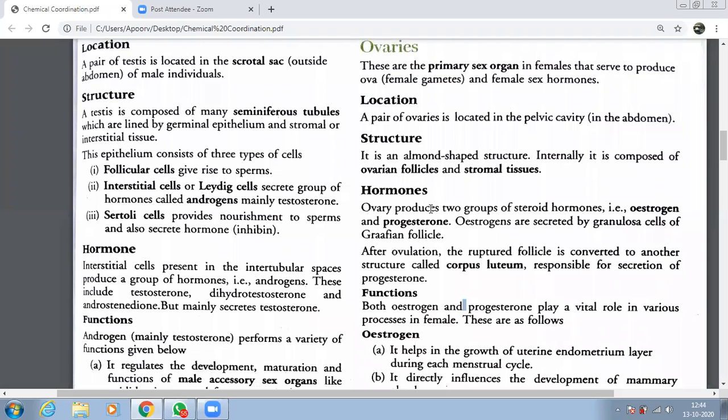Scrotal sac. Excellent. Composed of which tubules? Seminiferous tubules. These tubules are lined by 3 layers. Name them. Germinal epithelium, follicular cell, stromal, and interstitial.